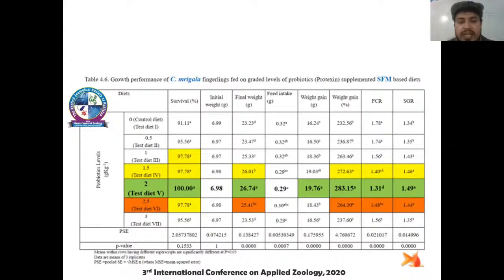We have noted that the growth parameters are optimum compared to the control, which is zero concentration of the probiotics. It will also be noted that the growth parameters improve from 0 gram per kg to 2 gram per kg, then decrease, and are lowest at 3 gram per kg. So the optimum level is 2 gram per kg in terms of growth performance.